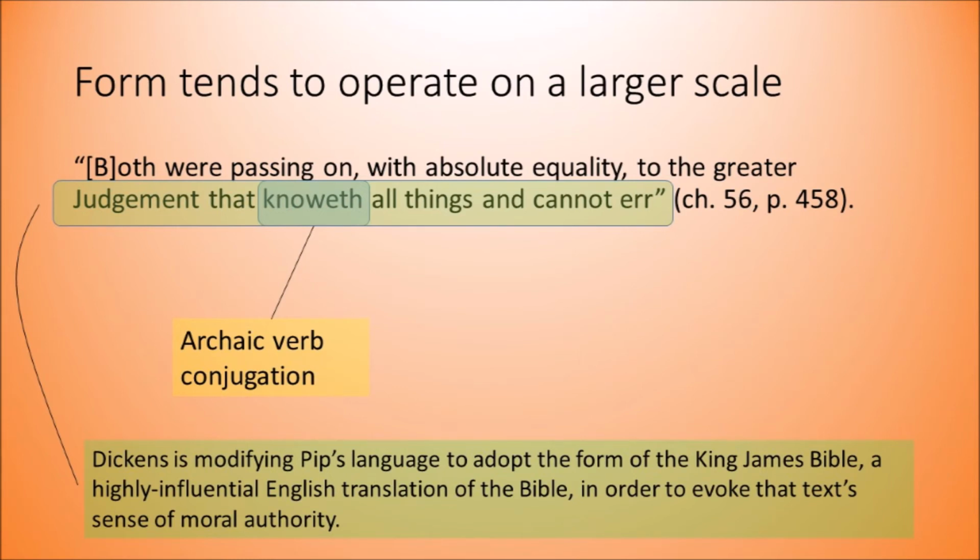Specifically, Dickens is having Pip talk in the style of the King James Bible, which is a very, very important English translation of the Bible from the early 17th century. Now, the point here is not just "knoweth." The point is the entirety of the language style of which the verb "knoweth" is just a single part. And my argument here would be that Dickens is having Pip borrow the form of the Bible so that he can carry along that text's moral authority with it.